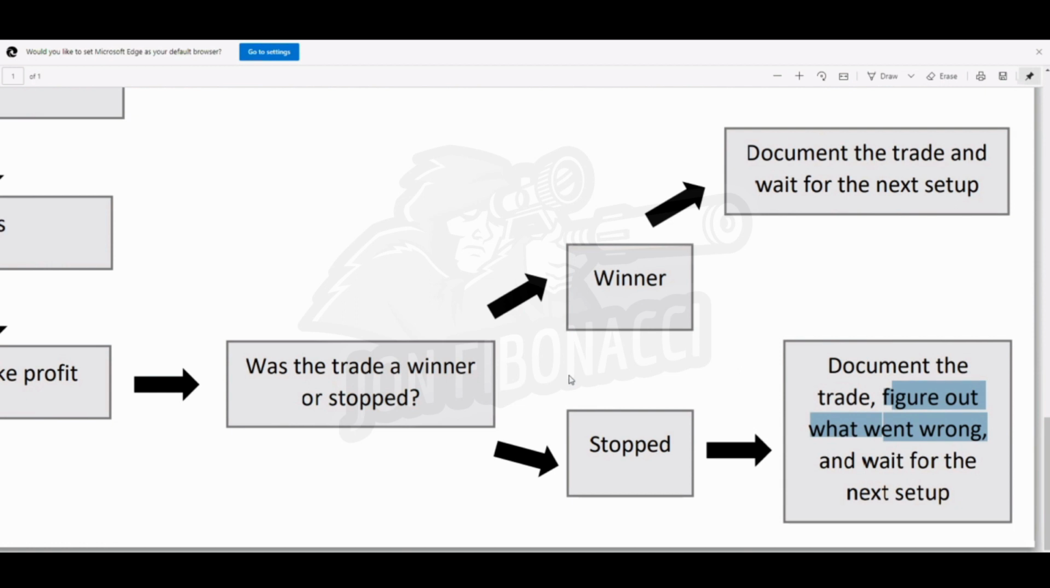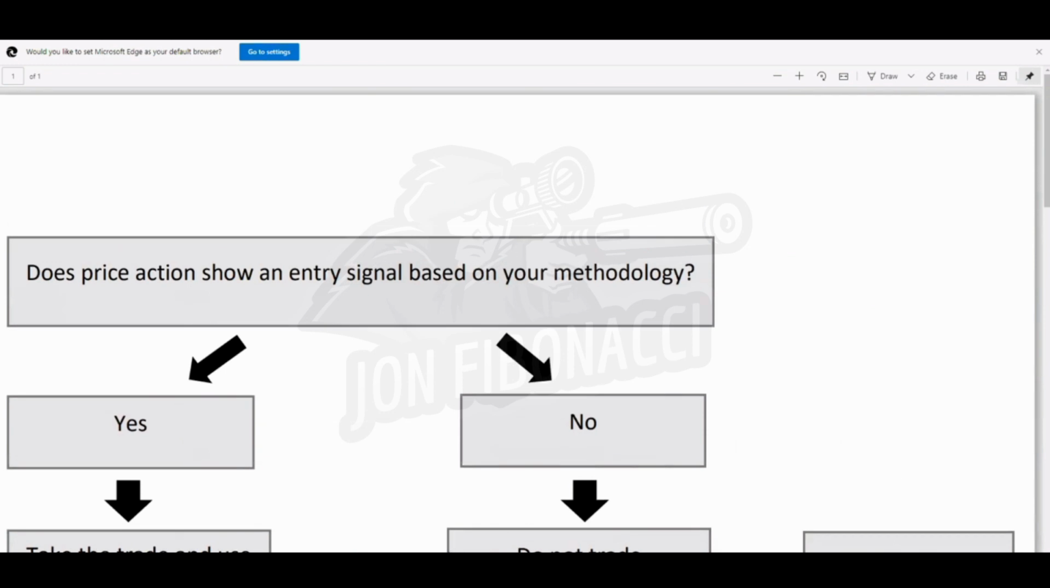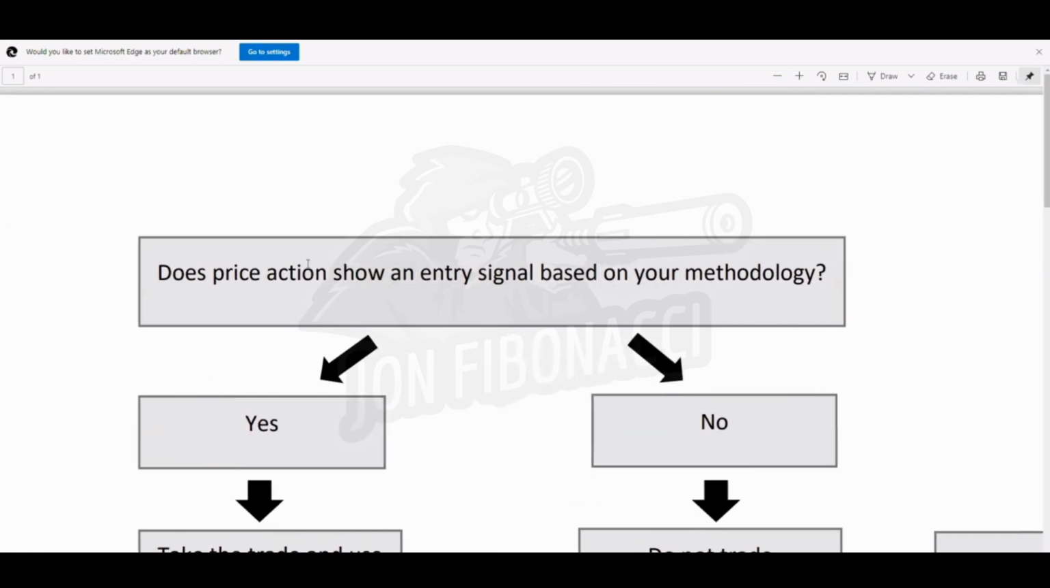But this is a big one, guys. I promise. You need to figure out what happened, hopefully to prevent it in the future. You'll still make mistakes in the future, but those dumb mistakes, those rookie mistakes, need to be filtered out as soon as possible. And then, of course, wait for the next setup. As you're waiting for the next setup, you start over, and you're looking at price action. Does it give you an entry signal based on your methodology? Yes or no? And then you go through the whole thing again.